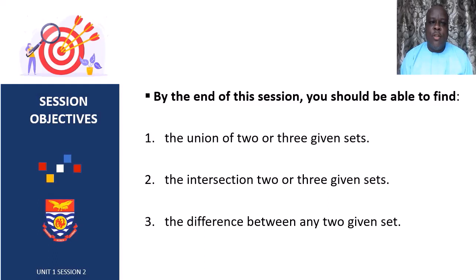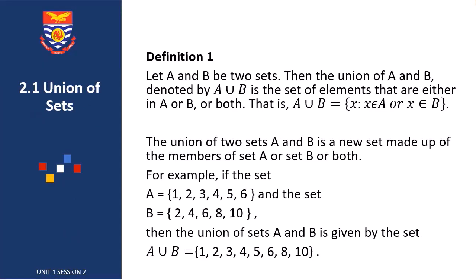To section 2 of unit 1, section objectives. By the end of this section, you should be able to find: 1. The union of 2 or 3 given sets. 2. The intersection of 2 or 3 given sets. And 3. The difference between any 2 given sets. Let us look at union of sets.